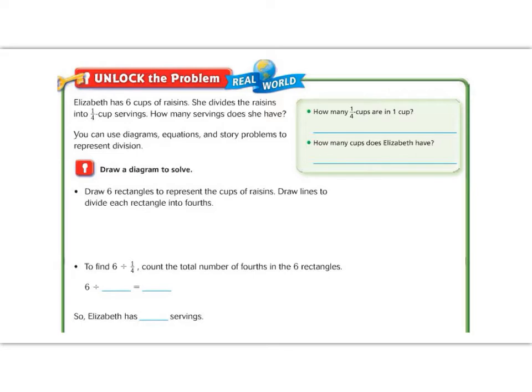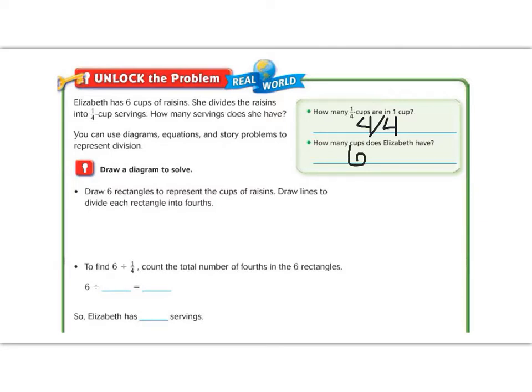All right, 5th graders, let's begin with the unlock the problem. Elizabeth has 6 cups of raisins. She divides the raisins into 1/4 cup servings. How many servings does she have? Well, I know how many 1/4 cups are in 1 cup. That would be 4 fourths. That would give me 1 whole cup. And how many cups does Elizabeth have? She has 6 whole cups.